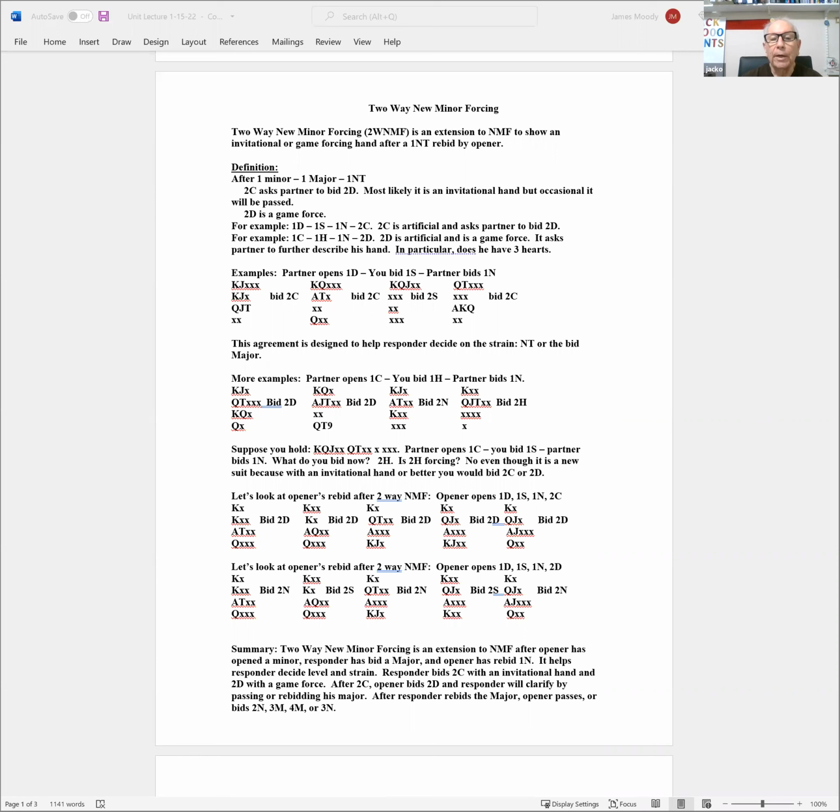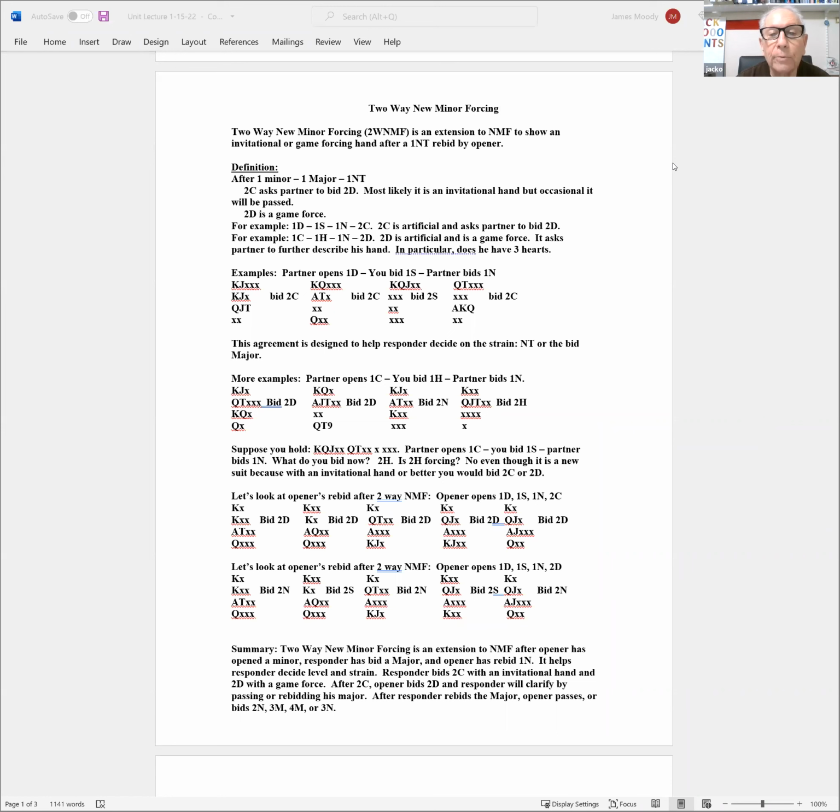So this is the way playing two-way new minor forcing that you get to two diamonds if that's your appropriate thing. So, for example, a diamond, a spade, a no trump, two clubs are artificial, and ask partner to bid two diamonds. Partner doesn't have any options here. Just bid two diamonds, partner. You don't know where I'm going.